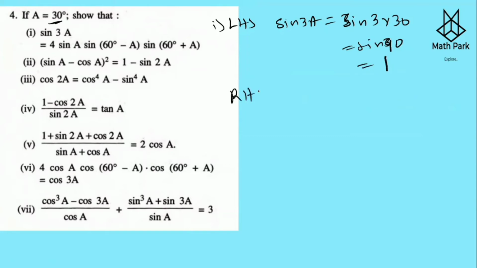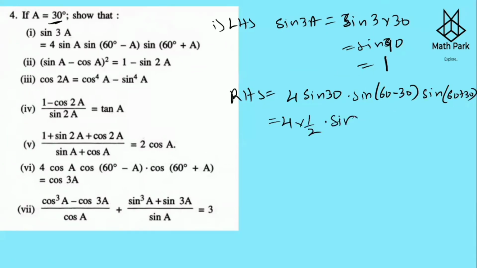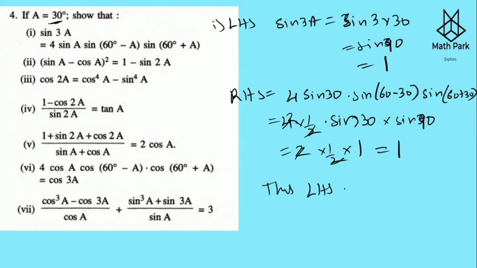Let us start with the RHS of this, which is 4 sine A, that is 4 into sine 30, into sine 60 minus A, that is 60 minus 30, into sine 60 plus A, that is 60 plus 30. So we get 4. Sine 30 is going to be half. And sine 60 minus 30 is sine 30 again. And 60 plus 30 is sine 90. So we put the values there. 2 ones are 2, 2 twos are 4. This is 2. Sine 30 is again half. Sine 90 is again 1. So which we get as 1. So thus we get LHS is equal to RHS.